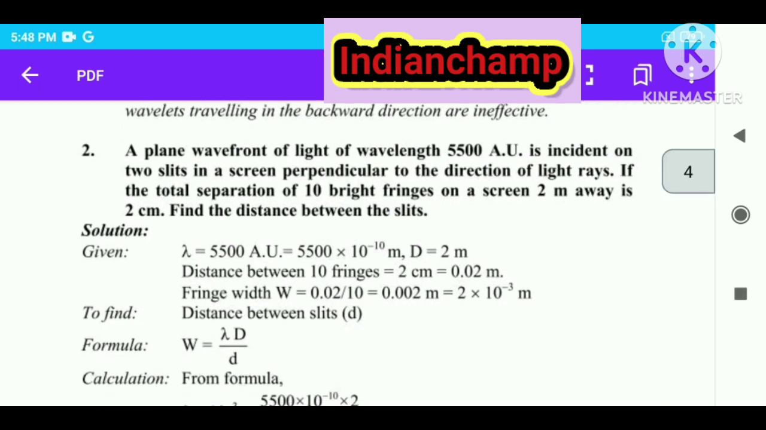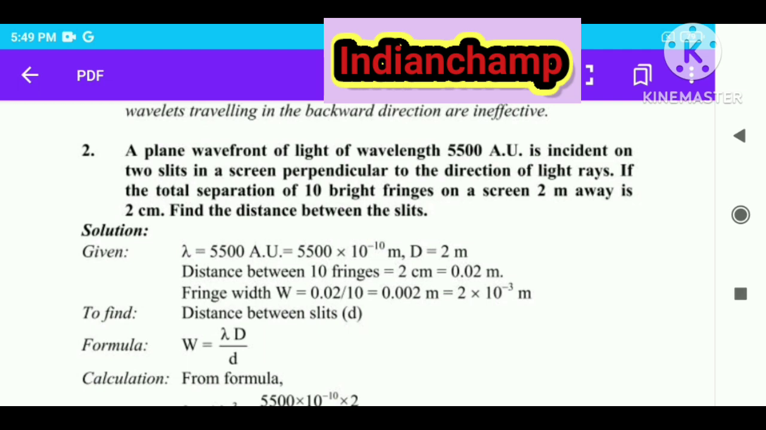Question number two, numerical. A plane wavefront of light of wavelength 5500 angstrom is incident on two slits in a screen perpendicular to the direction of the light rays. If the total separation of 10 bright fringes on a screen 2 meters away is 2 centimeters, find the distance between the slits.